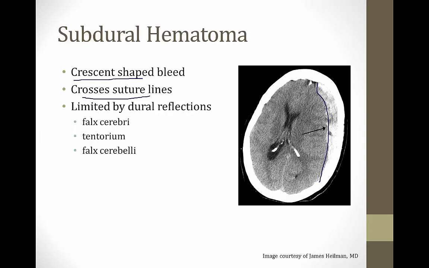These bleeds can cross the suture line, which differentiates them from epidural hematomas. They can only spread so far, though; they do get limited by reflections of the dura. So the falx cerebri, the tentorium, and the falx cerebelli all are places they can't cross.